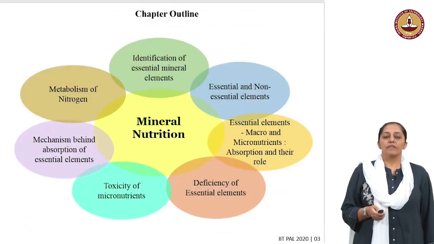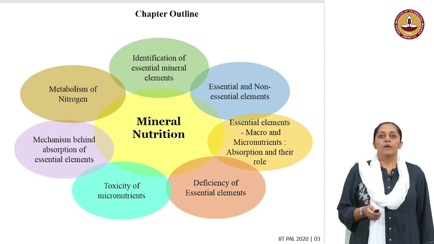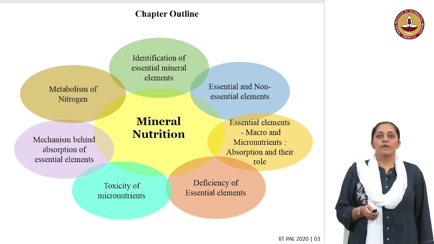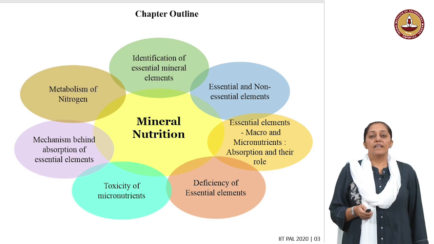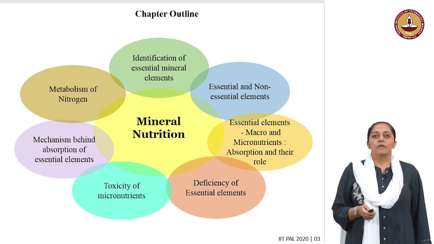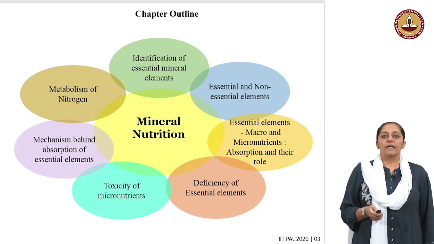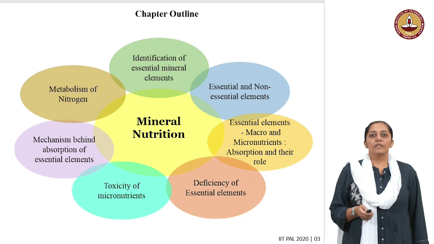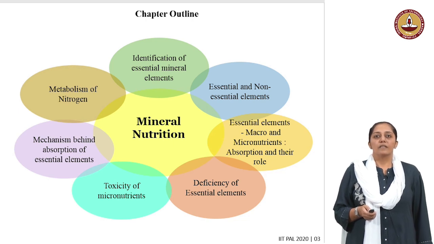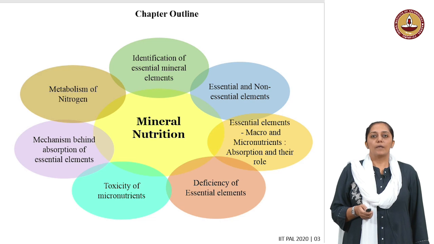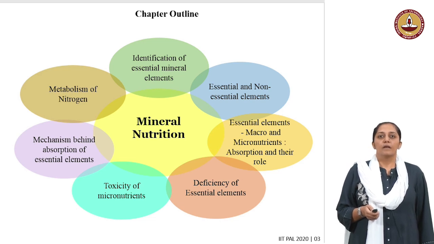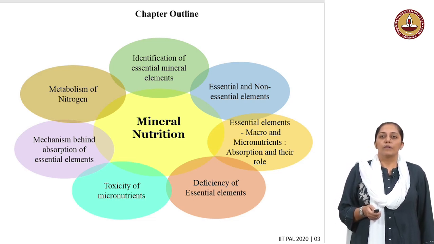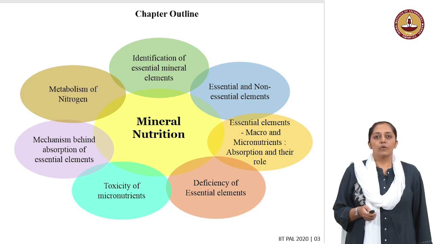So in this chapter, we are going to identify mineral elements which are essential for the growth of the plant. We are going to talk about the criteria to classify them as essential mineral elements. Further, the essential elements are divided into macro and micronutrients. We are going to study their absorption and their role in plants.